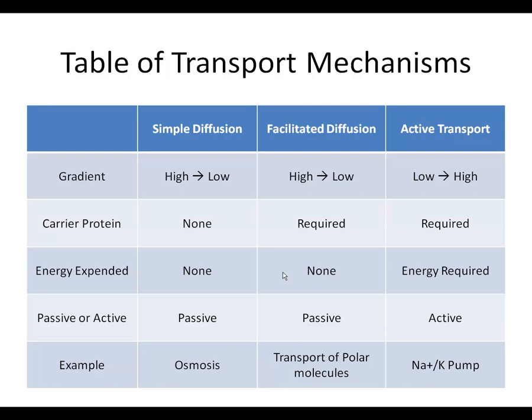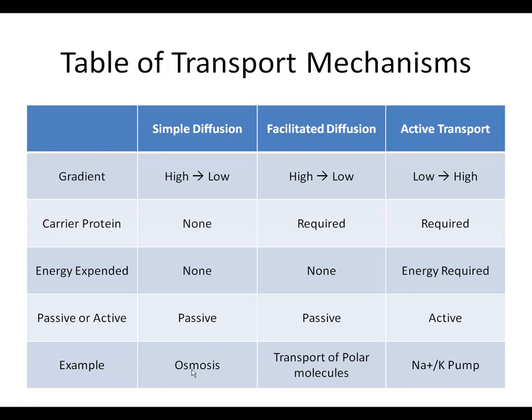Remember, the definition of diffusion is the movement of molecules from an area of higher concentration to an area of lower concentration. So if the gradient goes from high to low, then there is no expenditure of energy. But because we're going from low to high in active transport, energy is required. We're going to expend ATP. Because these require no energy, both facilitated diffusion and simple diffusion are passive forms of transport, whereas active transport, obviously because energy is required, is an active transport mechanism.